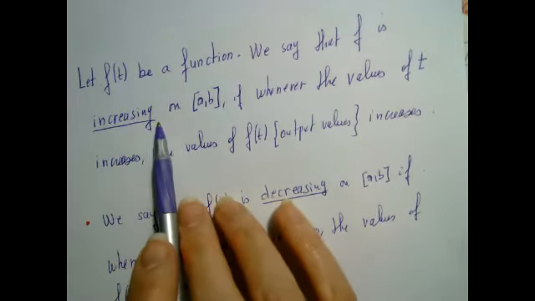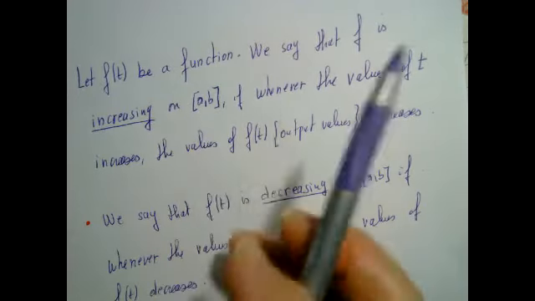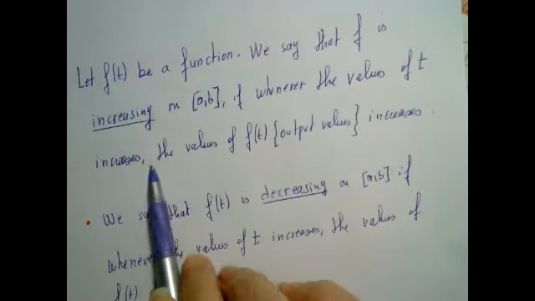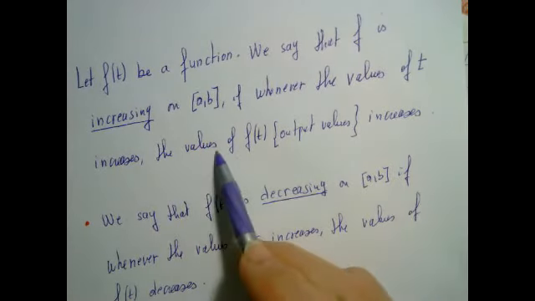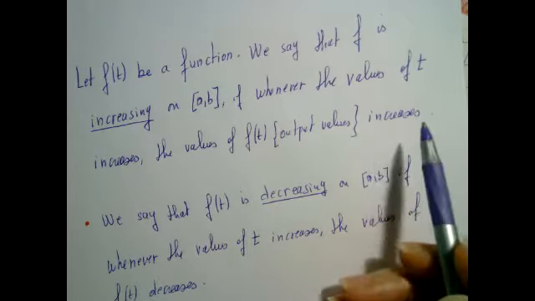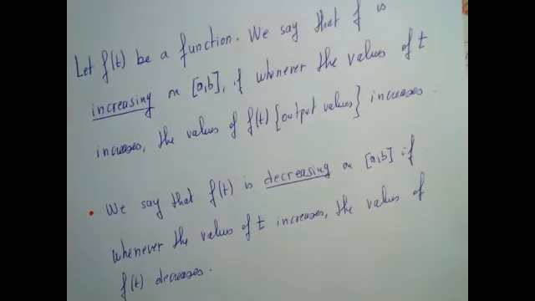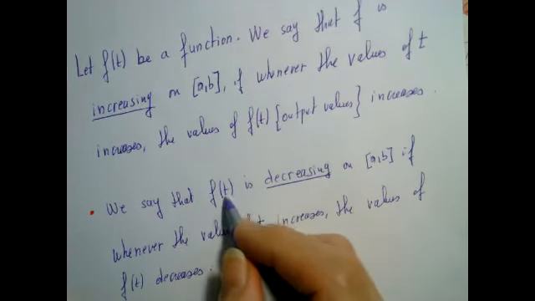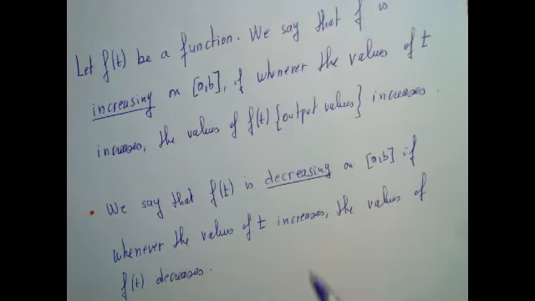We say that f is increasing on an interval AB. So now we know what this means. That's my interval. If whenever the values of t, the input values, increase, it means when those inputs get larger, the output values increase. Very simple definition. Not the definition in the book. I'm trying to find the most basic possible definition. And we say that f decreases if whenever the input increases, the output decreases. Okay, so let us graphically see what it means.